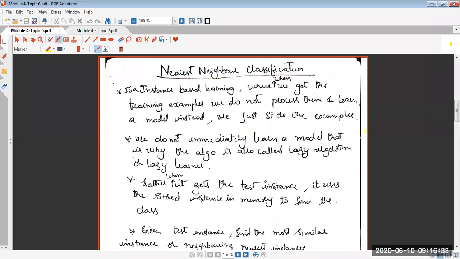So the topic displayed is the nearest neighbor classifier. We were discussing the nearest neighbor classifier in the previous session. We understood what a nearest neighbor classifier is, and how it is different from the decision tree and the rule-based classifier. We are almost at the end of module 4. In module 4, the three main classifiers we have covered are decision tree, rule-based classifier, and the nearest neighbor classifier.